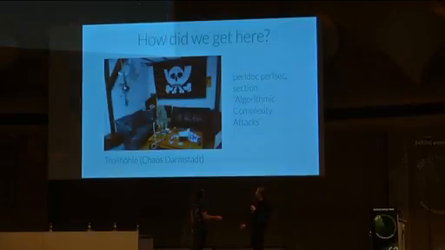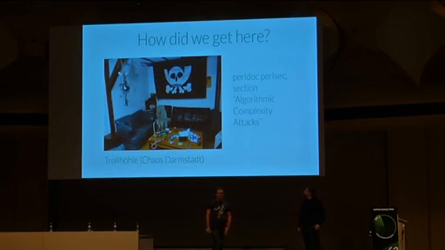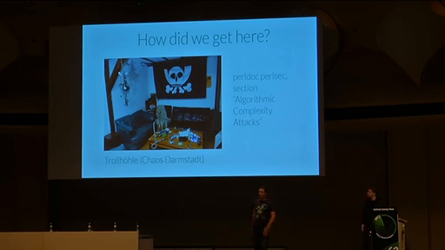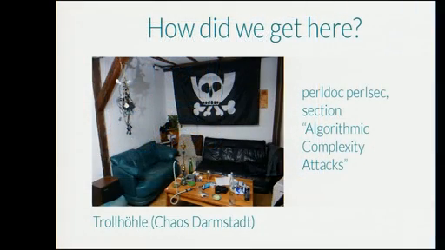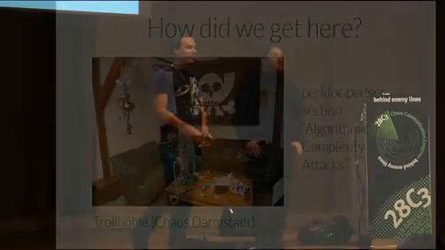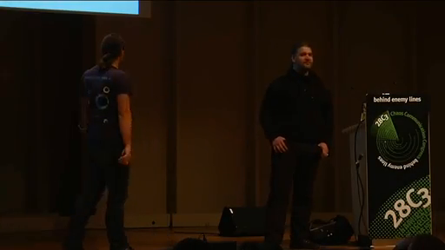So how did we get here? What you can see on this slide is our local hackerspace, the Trollhöhle, which is part of the Chaos Darmstadt ERFA, and that's where we usually meet. One day we were sitting in the kitchen and we were discussing hash tables for some reason. I don't really remember how we got there, but happens. You sit in the kitchen, talk about hash tables.